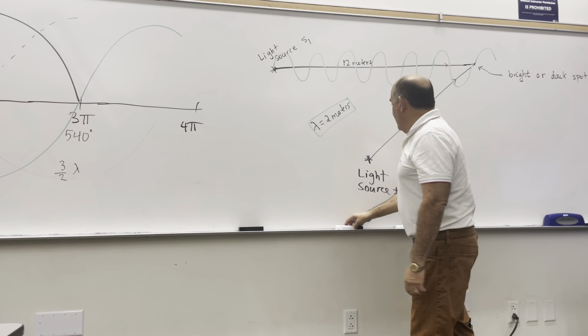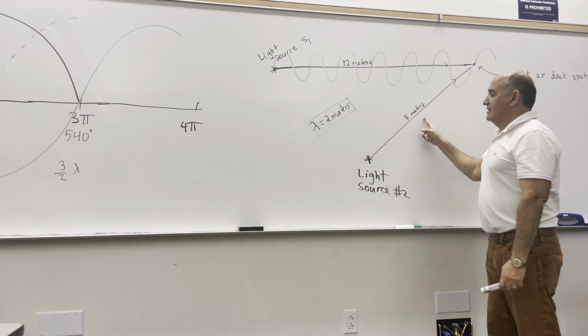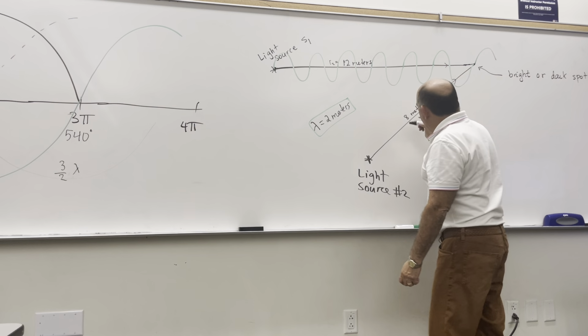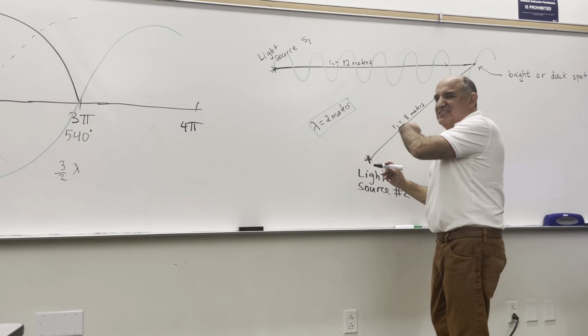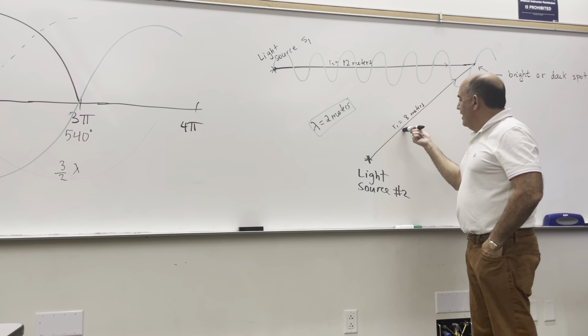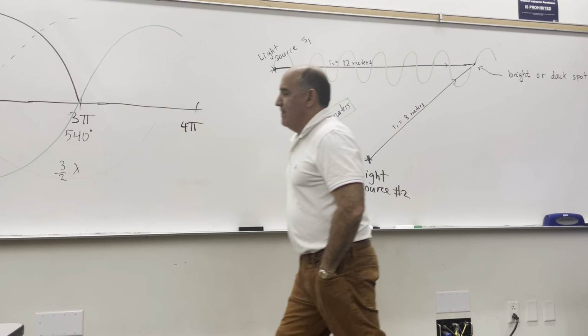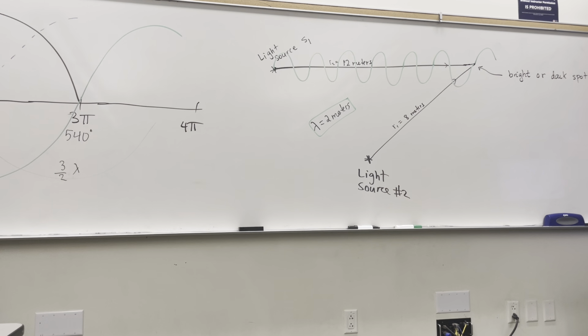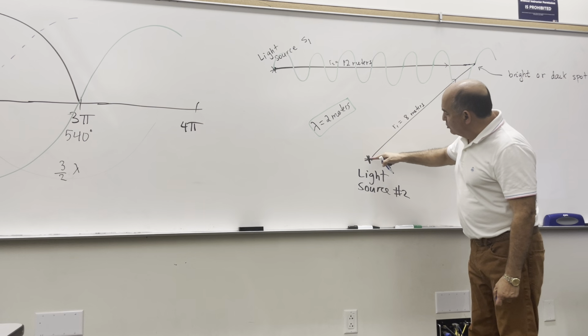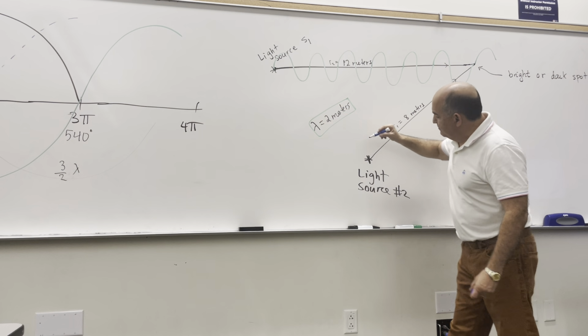Now what about the other one from source number 2? The distance, this 12 is like R2. This 8 is R1. It's the distance traveled by that wave, right? And so for this one, how many wavelengths will we fit in there if the wavelength is 2 and the distance is 8 meters? 4. So I'm going to start this in phase with that one.